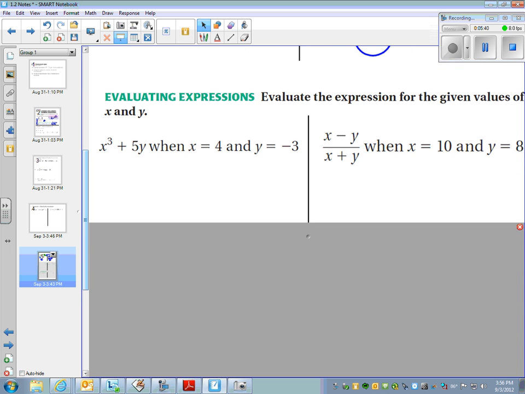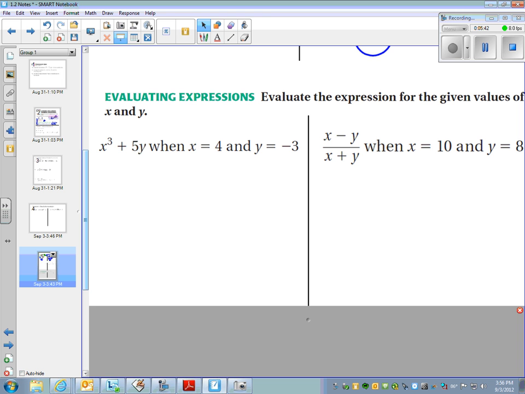That's a hint. Next one, evaluating expressions. So same deal, except for now we have 2 letters.